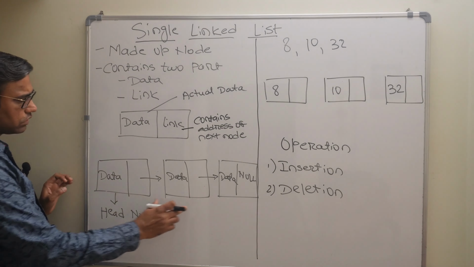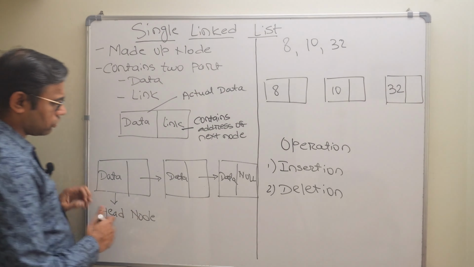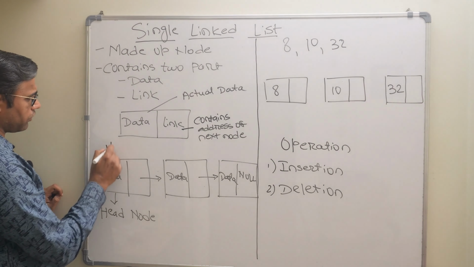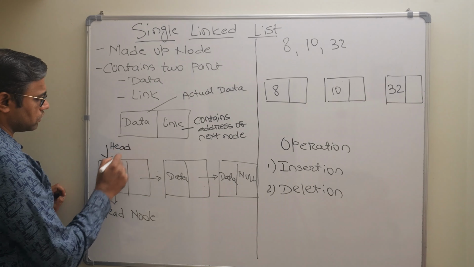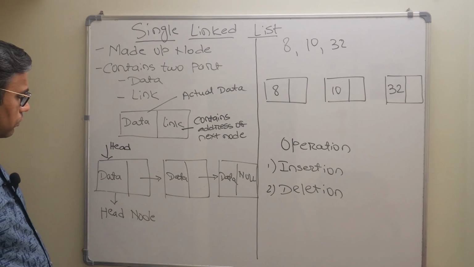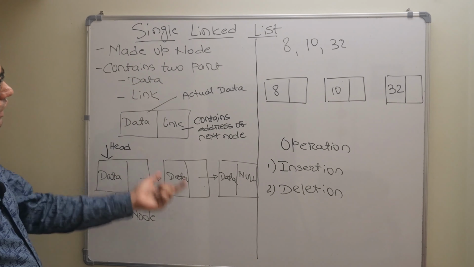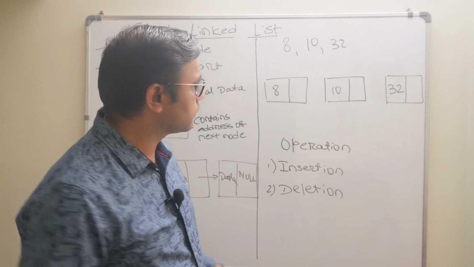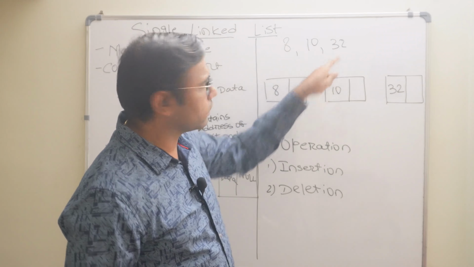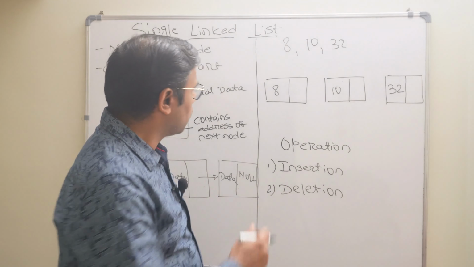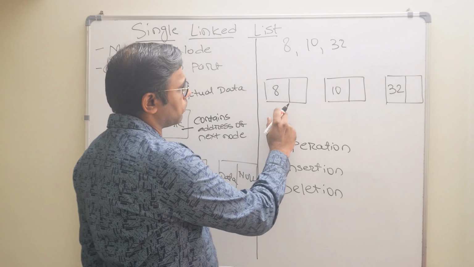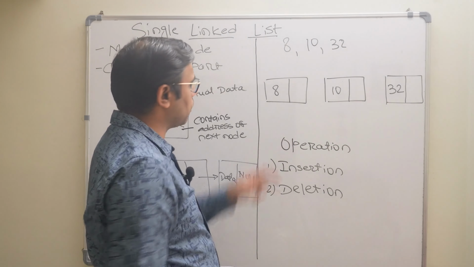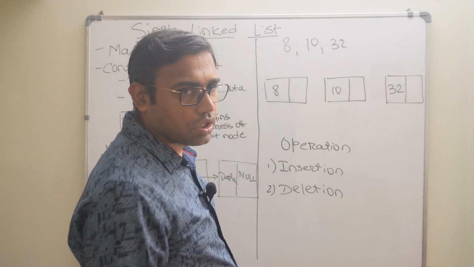This is the first node, this is the second node, this is the third node. The initial node is also called the head node because it is the initial node. So this is how we can represent the singly linked list. Now how to represent the data in the singly linked list? Suppose we have data 8, 10 and 32. So how to represent it? First of all, we have to draw the nodes and then write down in the data part 8, 10 and 32.